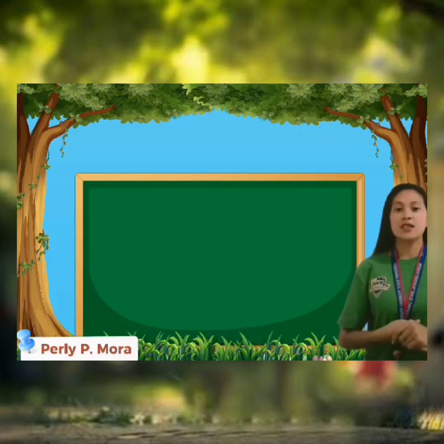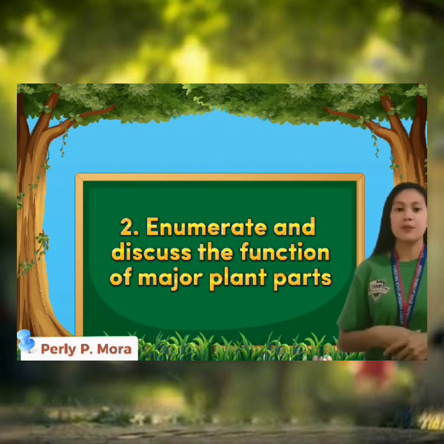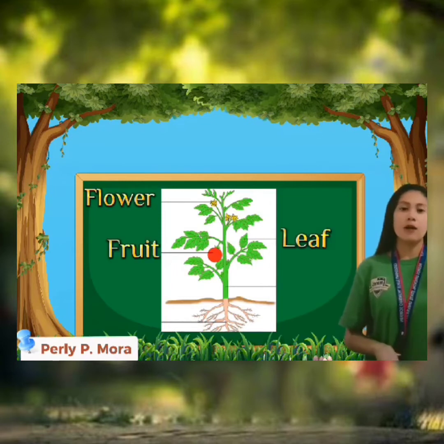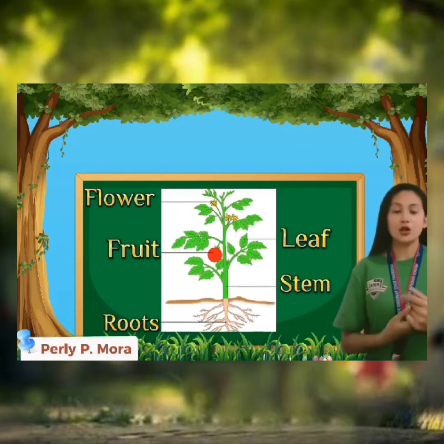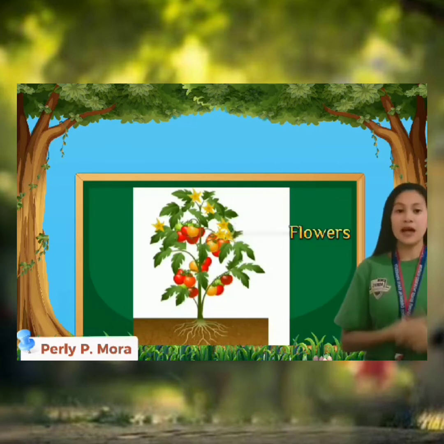So next is question number 2. Enumerate and discuss the function of major plant parts. The major plant parts are flower, leaf, fruit, stem, and roots. So first, I need to discuss the function of flower. So flower helps in reproduction.